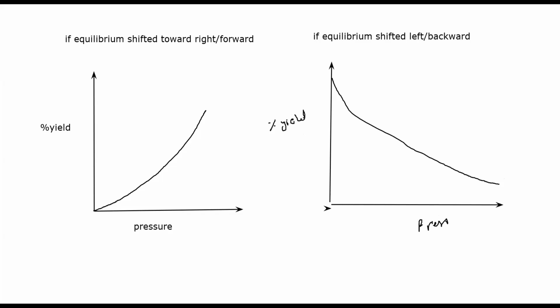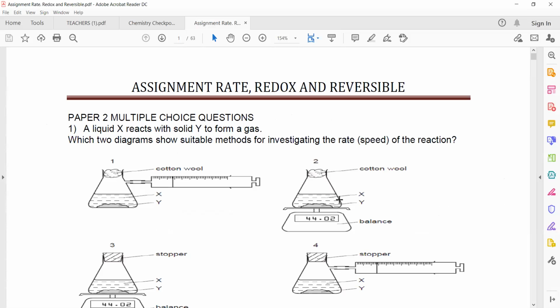You don't have to copy this graph. This is just an idea of how the graph will appear if the yield increases or decreases. Now we'll discuss some questions so it will improve your understanding of the topic related to reversible reactions.